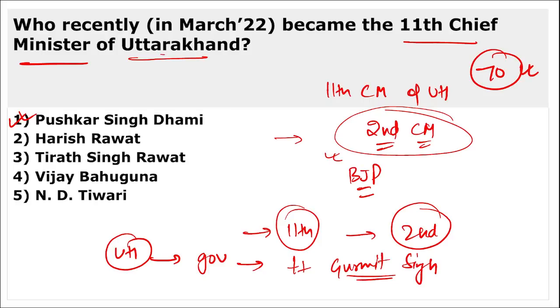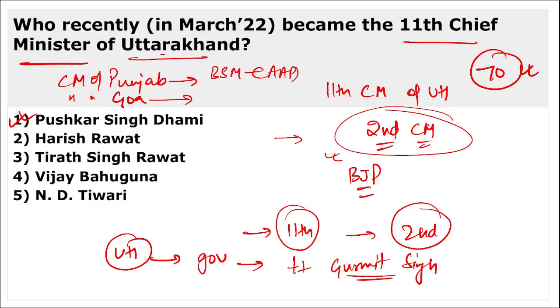Apart from this, if I ask you who has been appointed as the new chief minister of Punjab and chief minister of Goa: chief minister of Punjab is who? Bhagwant Singh Maan, and he is from Aam Aadmi Party. If we are talking about Goa, who is the current chief minister of Goa, and for him also it is the second consecutive term as chief minister of Goa? He is Pramod Sawant sir, and he is from Bharatiya Janata Party.